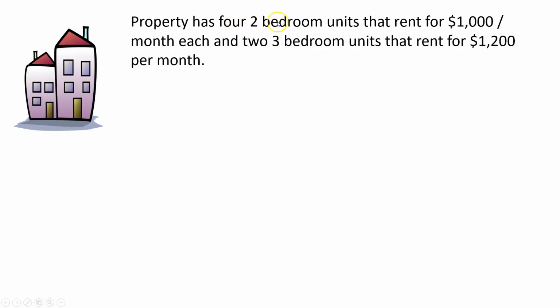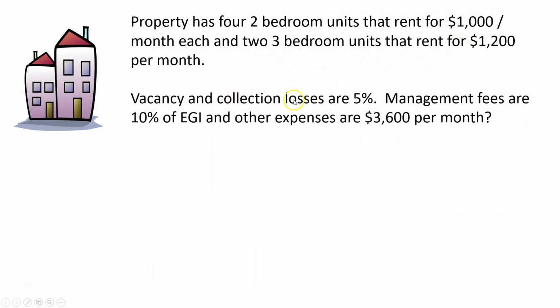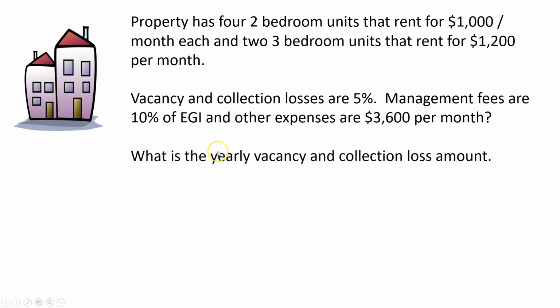Property has 4 2-bedroom units at rent for $1,000 and 2 3-bedroom units at rent for $1,200. Vacancy and collection losses are 5%. Management fees are 10% of the effective gross income, and other expenses are $3,600 per month. Read the question first before you start working stuff out. What is the yearly vacancy and collection loss amount? So what they're basically saying is what is the PGI and what is 5% of that PGI. All the rest of the stuff is irrelevant.